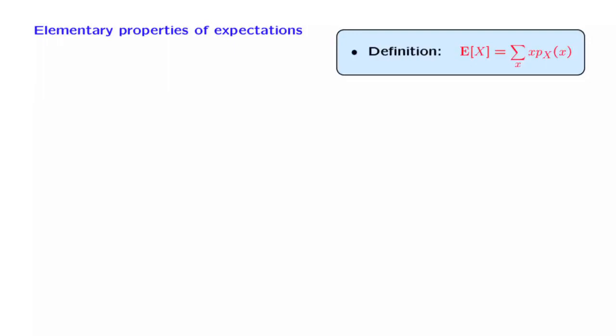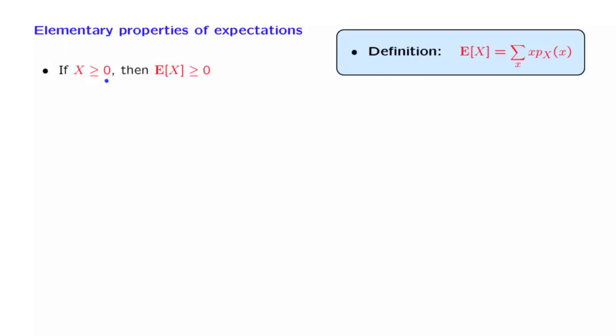We now note some elementary properties of expectations. These will be some properties that are extremely natural and intuitive, but even so, they're worth recording. The first property is the following. If you have a random variable which is non-negative, then its expected value is also non-negative.